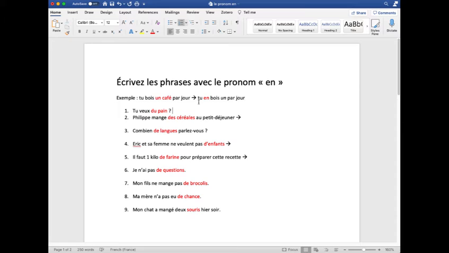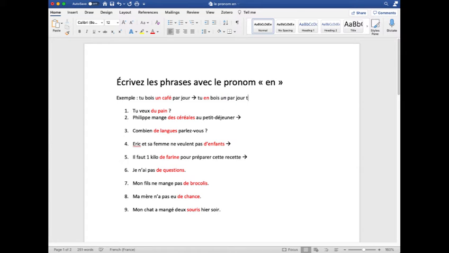Tu bois un café par jour. So you drink a coffee per day. You drink one per day. Notice here that the un is replacing coffee, but then you're adding the un to make sure that your reader or whoever's listening to you knows that you're talking specifically about one coffee. Okay, so this is something that you'll see again and again.